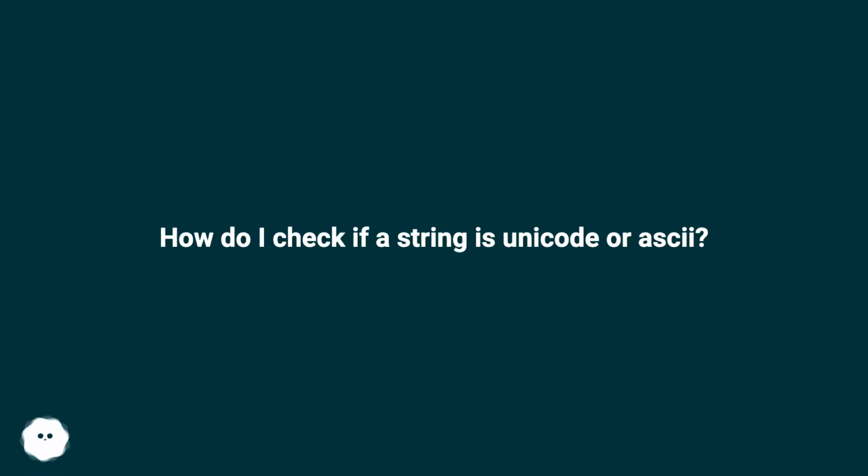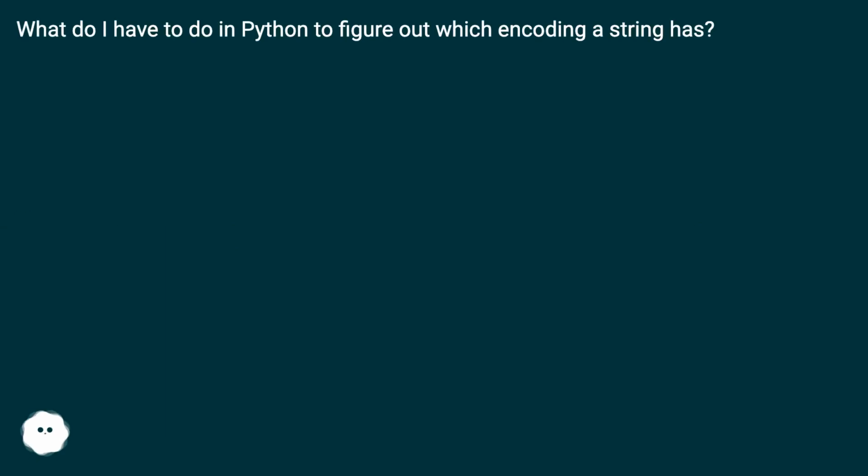How do I check if a string is Unicode or ASCII? What do I have to do in Python to figure out which encoding a string has?